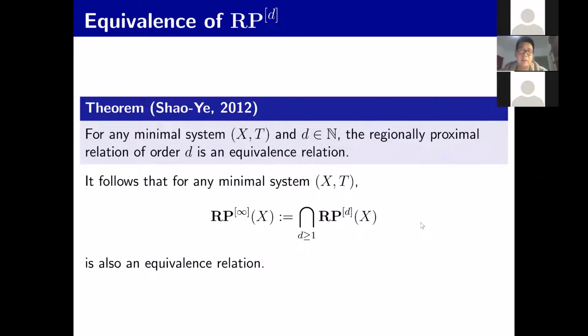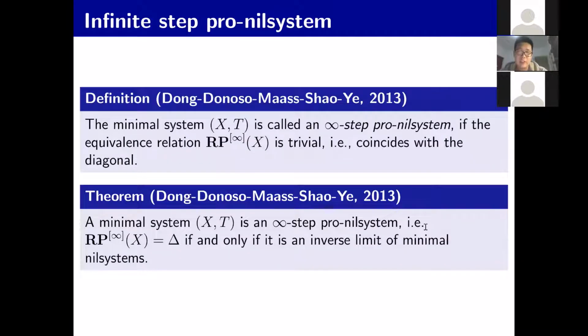Okay. Later, Shao and Ye proved that for any minimal system, the regionally proximal relation of order d is also an equivalence relation. So the intersection of all such relations gives a new equivalence relation, which is called the regionally proximal relation of order infinity. And we call a minimal system an infinity-step pro-nilsystem if this equivalence relation is trivial. And it was proved that a minimal system is an infinity-step pro-nilsystem if and only if it is an inverse limit of minimal nilsystems.